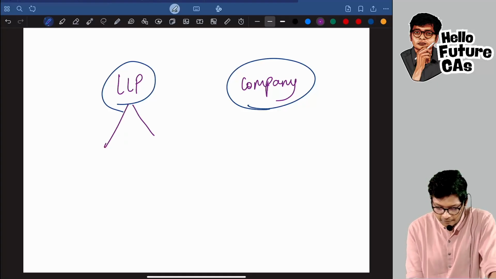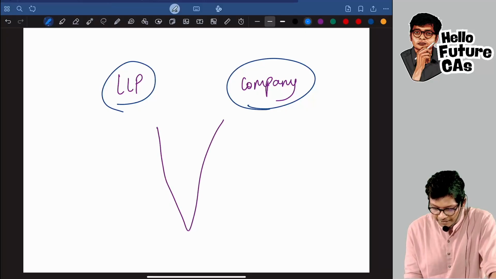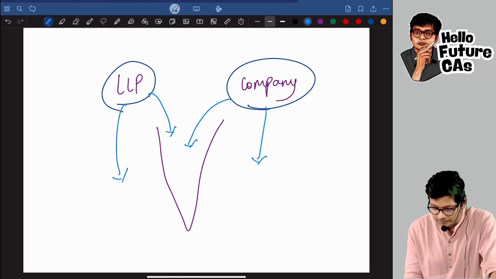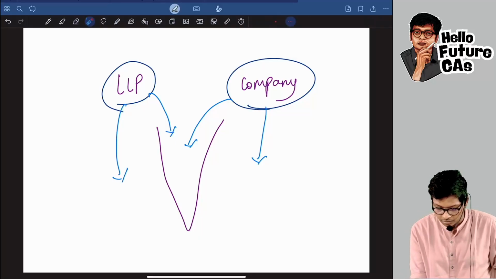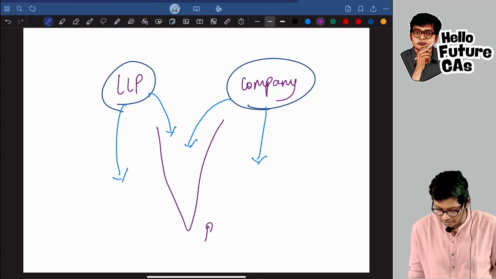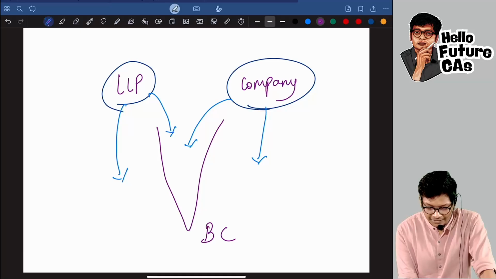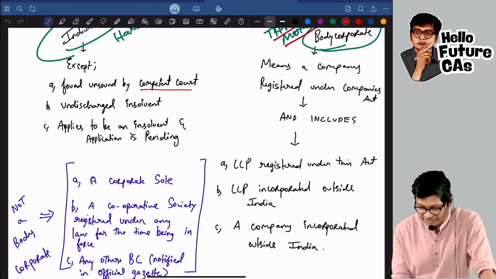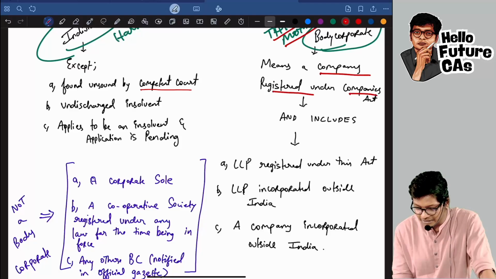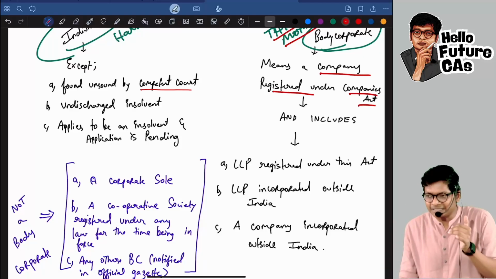LLP. Now very simple, I'll just draw for you. Whether this company or LLP is incorporated in or outside India, it becomes a body corporate. Are you following, guys? Okay, that is what they are saying here. First they are saying it means a company registered under the Companies Act. So a company in the Companies Act, registered in India.